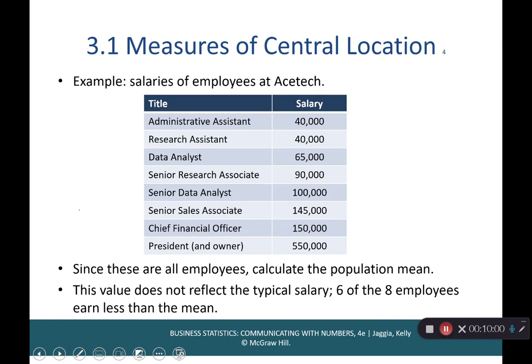All right, let's look at this example right here. These are salaries of employees at a company called Ace Tech. We have 1, 2, 3, 4, 5, 6, 7, 8 employees, and we have the title of their job duty and the salary for that job duty. So these are all the employees, which means we are working with the population. If we're going to calculate the mean here, we're calculating mu.